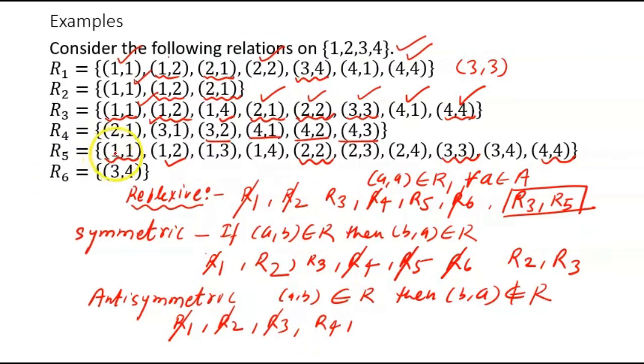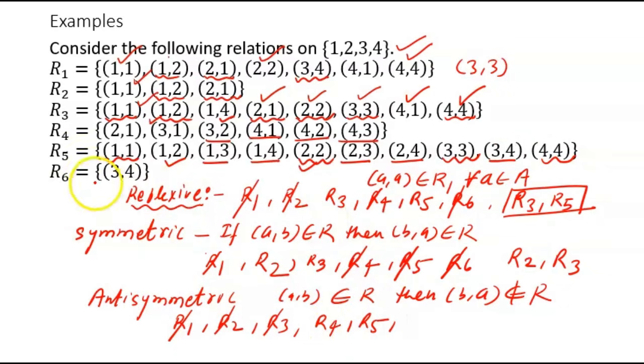What about R5? 1 1. If 1 and 1 are equal, then it may be present. 1 2 is there, no 2 1 is present. 1 3 is there, no 3 1 is present. 1 4 is there, 4 1 is not present. 2 comma 2 may be present because 2 and 2 are equal. 2 comma 3 is there, 3 comma 2 not present. 2 comma 4 is there, 4 comma 2 not present. 3 comma 3 can be present because 3 and 3 are equal. 3 comma 4 is there, 4 comma 3 is not there, and 4 comma 4 may be present because 4 and 4 are equal. So here R5 is also antisymmetric.